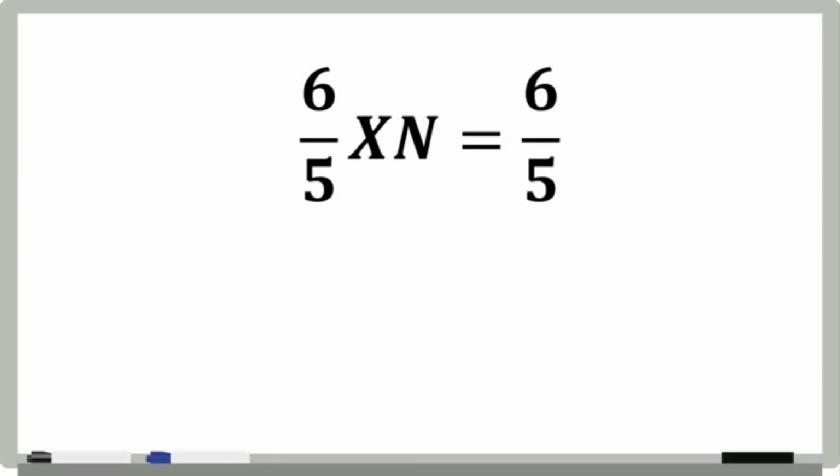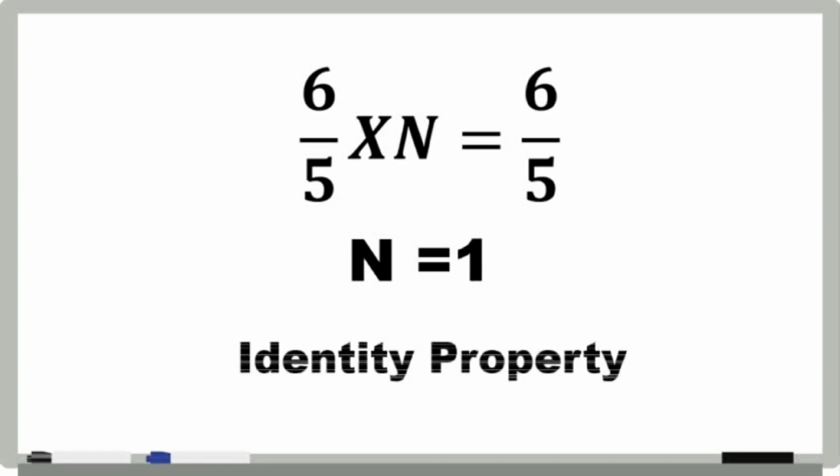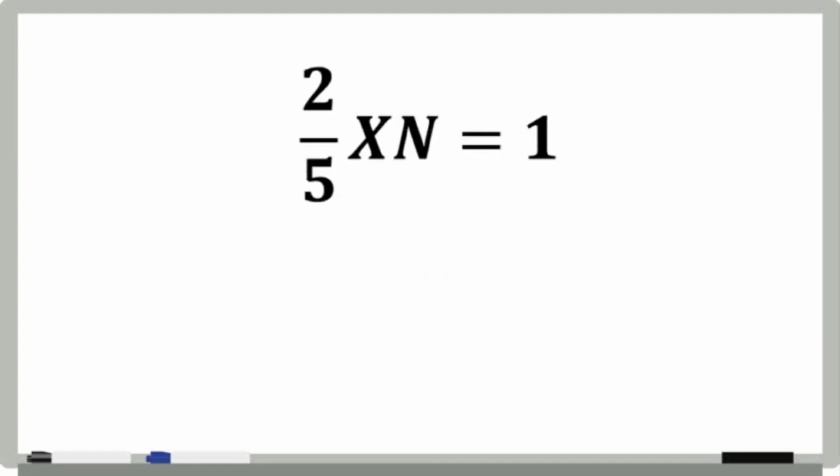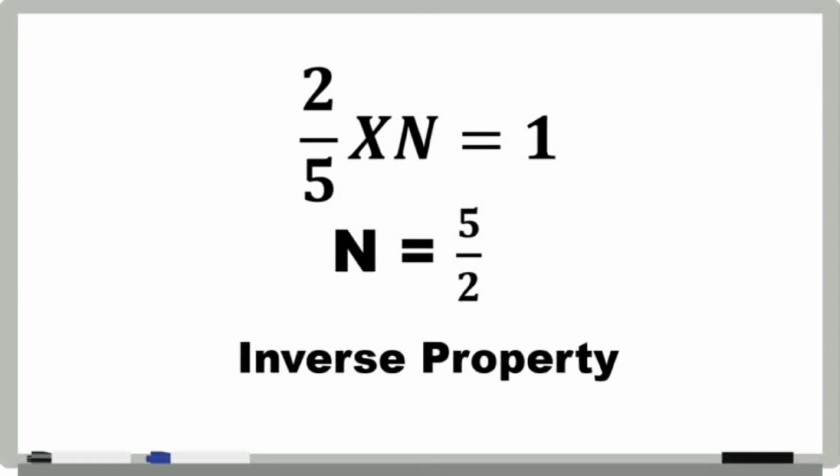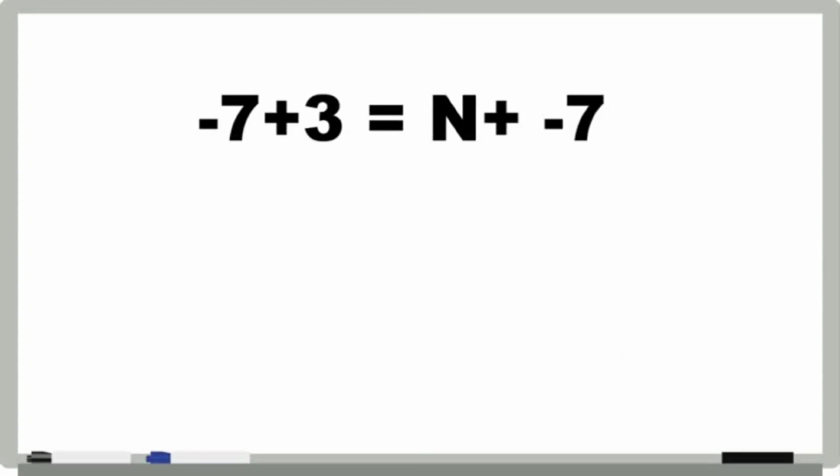Next one. 6 times 5 times n is equal to 6 over 5. What is the value of n? 1. What property? Identity property. Good. Next. 2 over 5 times n is equal to 1. What is the value of n? 5 over 2. And what property? Inverse property. And what is the relationship between 2 over 5 and 5 over 2? Reciprocal. That's correct.